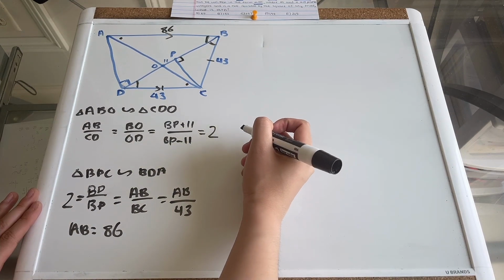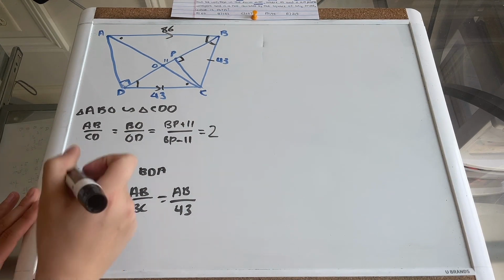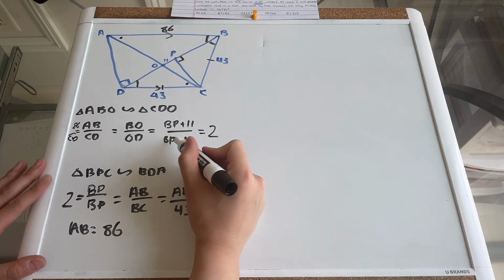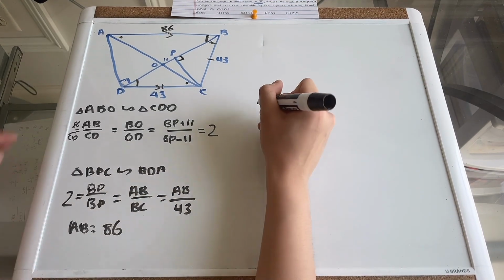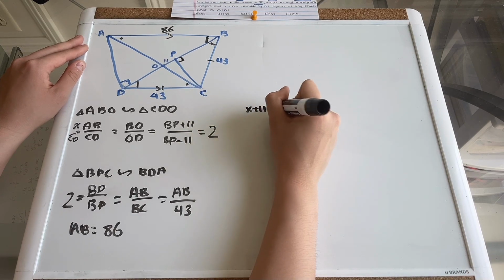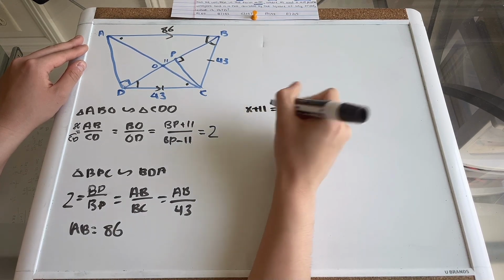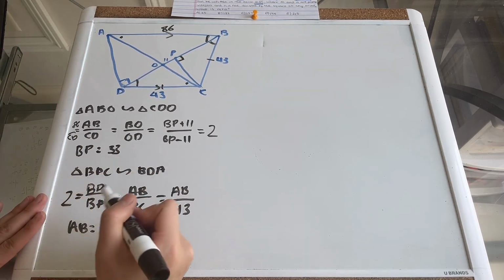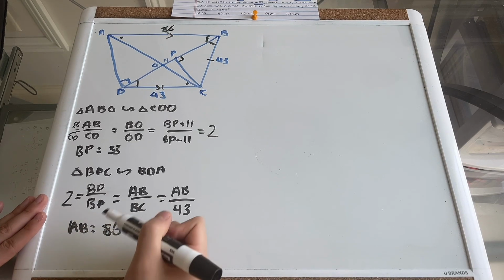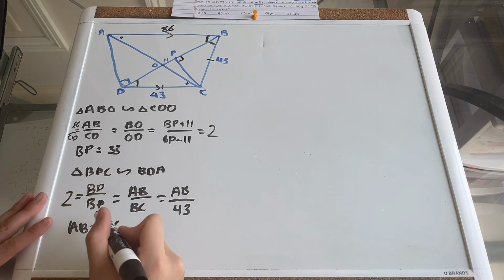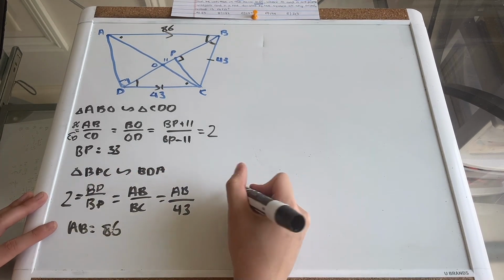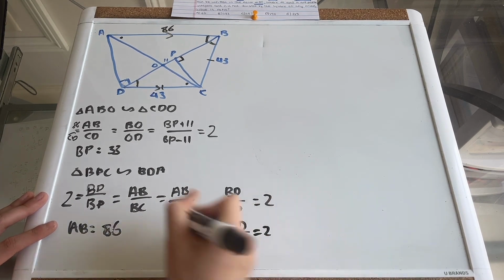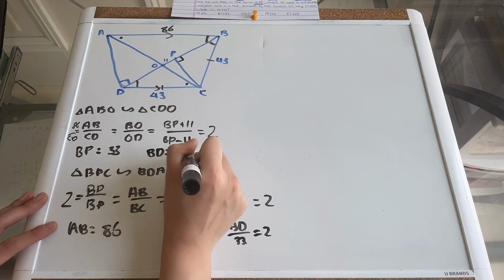Now we can simplify this equation because we know that AB is going to be equal to 86, so this is also going to be equal to 86 over CD. Now to simplify this, we just multiply it over, so x plus 11 is equal to 2 times x minus 11. So BP is going to be equal to 33, and then since we know BP is 33, we can plug this into this formula and find BD. So BD over BP is equal to 2, and BP is equal to 33, so BD over 33 is 2. That means BD is going to be equal to 66.